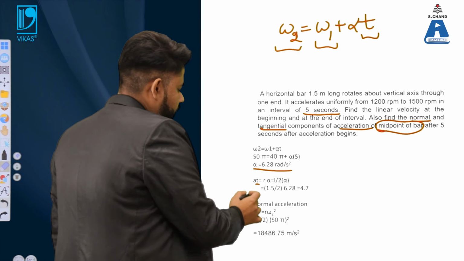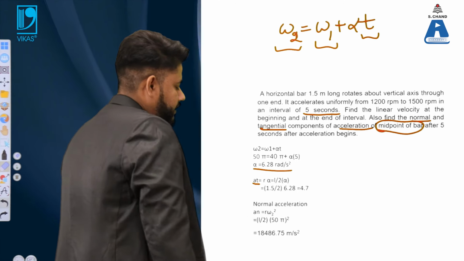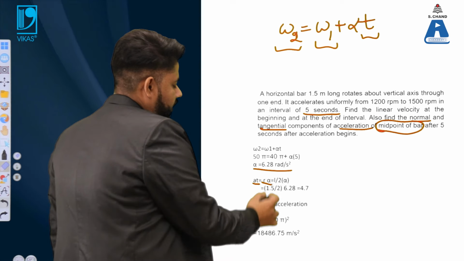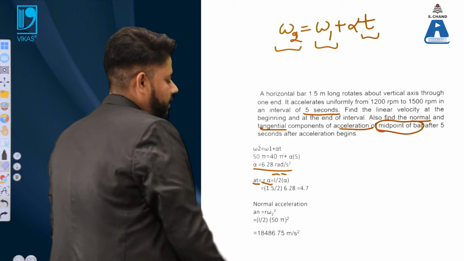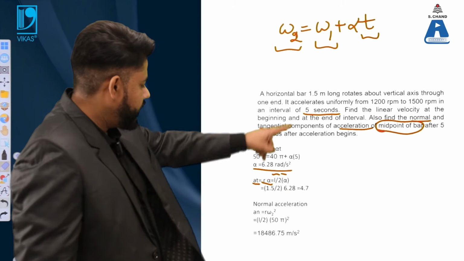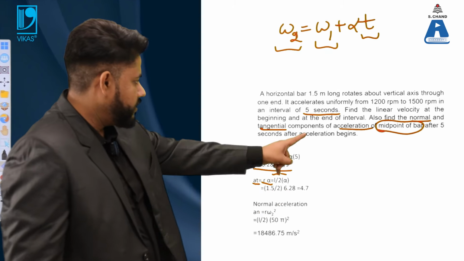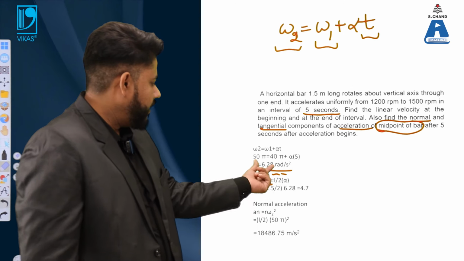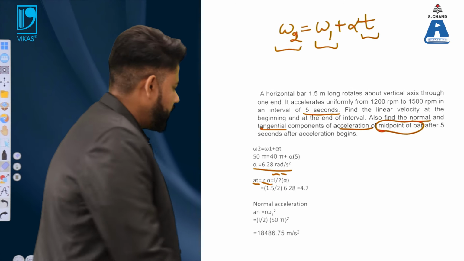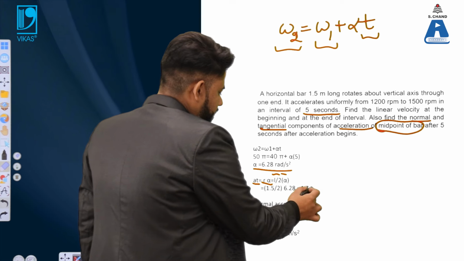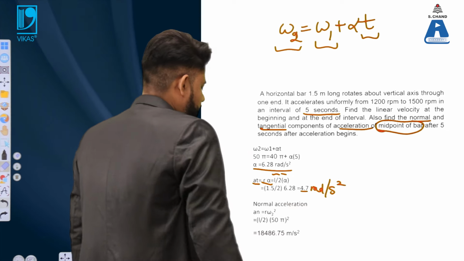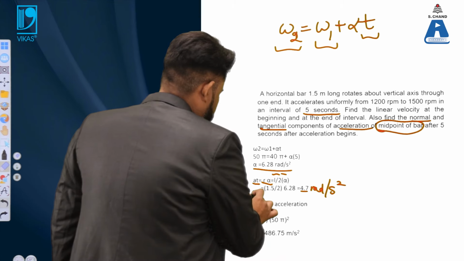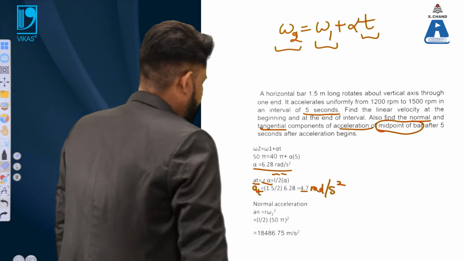The tangential component of acceleration, a_t, would be r multiplied by alpha. R here is half the length multiplied by alpha. So the length was 1.5 divided by 2, because it is mentioned half, and alpha we have calculated, which is 6.28. On solving you will get the value of the tangential component of the acceleration.